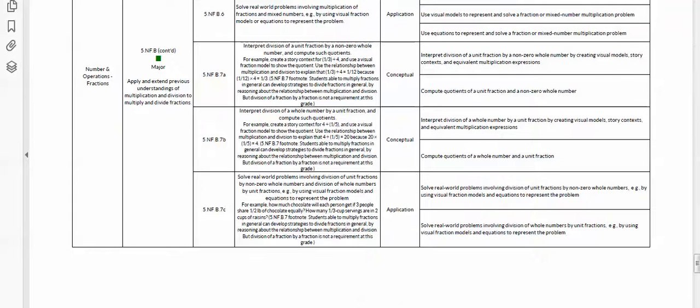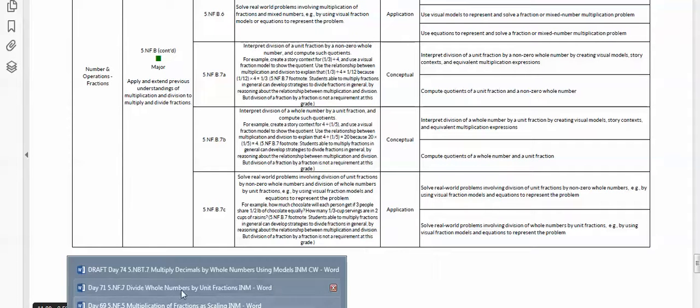Here's our standards guide. If you haven't read through them, go ahead and pause the video now so that you can read both 5.NF.B.7b and 5.NF.B.7c. All right, and so we're going to go ahead and look at the first couple of examples.